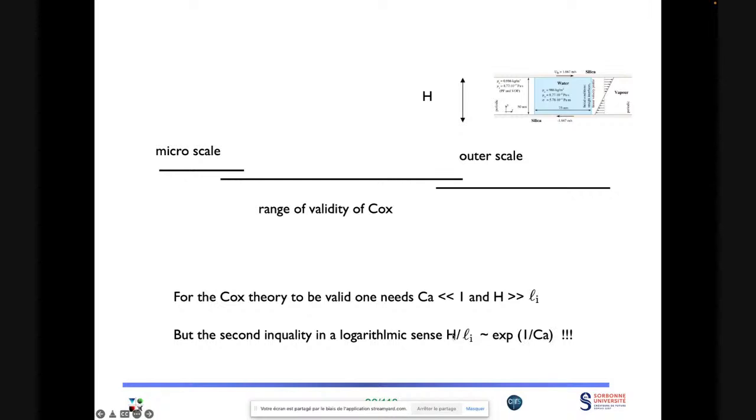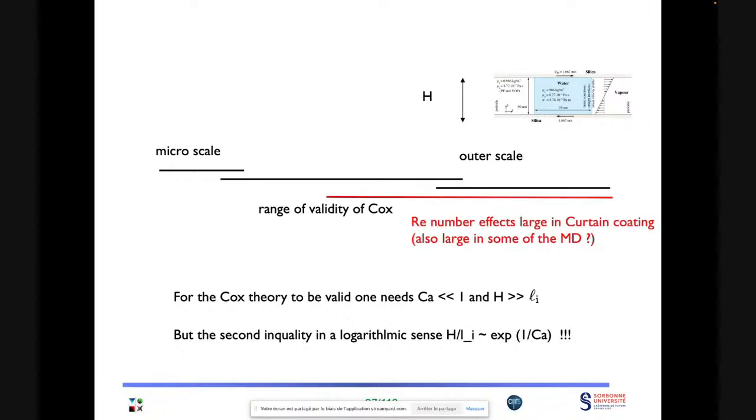So this requires you to have huge ranges of length scales, which is not always possible. And moreover, we have additional difficulties with this subgrid approach based on the Cox law, which is apparent in the curtain coating problem, is that the Reynolds number remains large even in the region which is much smaller than the outer scale and getting close to the micro scale.